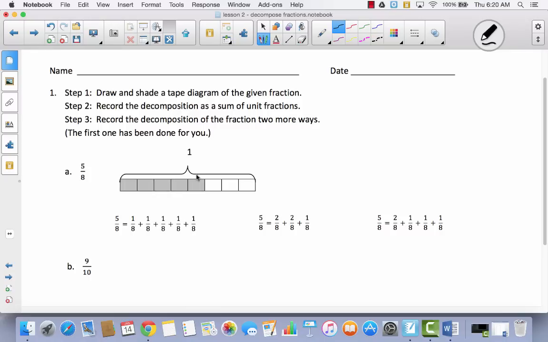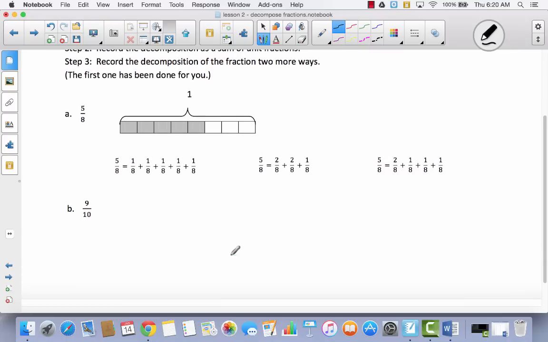Now you'll notice that here is the tape diagram that they drew. Here's the whole. They shaded 5/8 and they decomposed it 3 different ways. That's exactly what we're going to do. One of them has to be a sum of unit fractions. This is the sum of unit fractions. Whenever you do 1 over whatever the fraction is, these are called unit fractions. And then we're going to decompose it 2 different ways. So let's take a look at B.